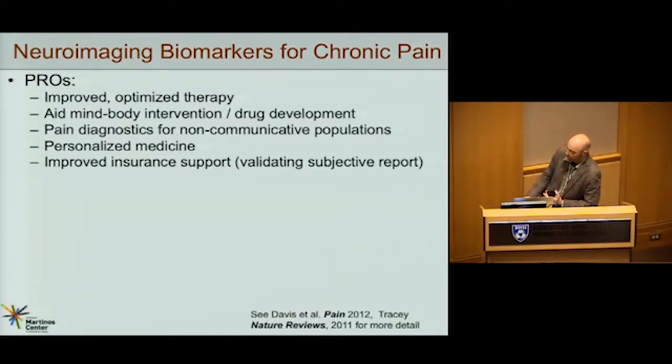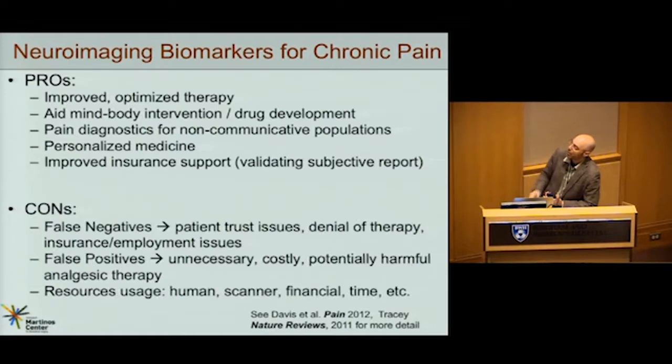And that's something important, but actually using these outcomes has not just pros but cons associated with them, because if we were to use things like neuroimaging outcomes as a validated test, for example, for chronic pain, there's potential for false negatives, patient trust issues and denial of therapy.